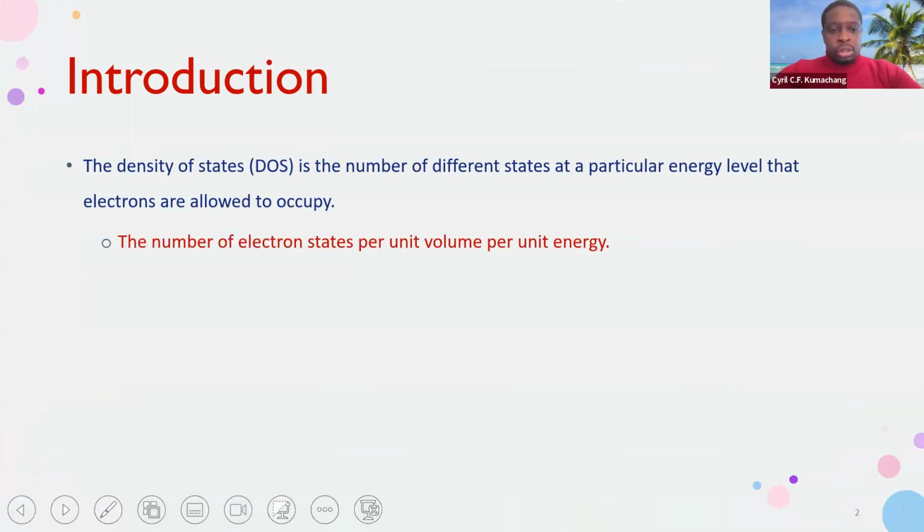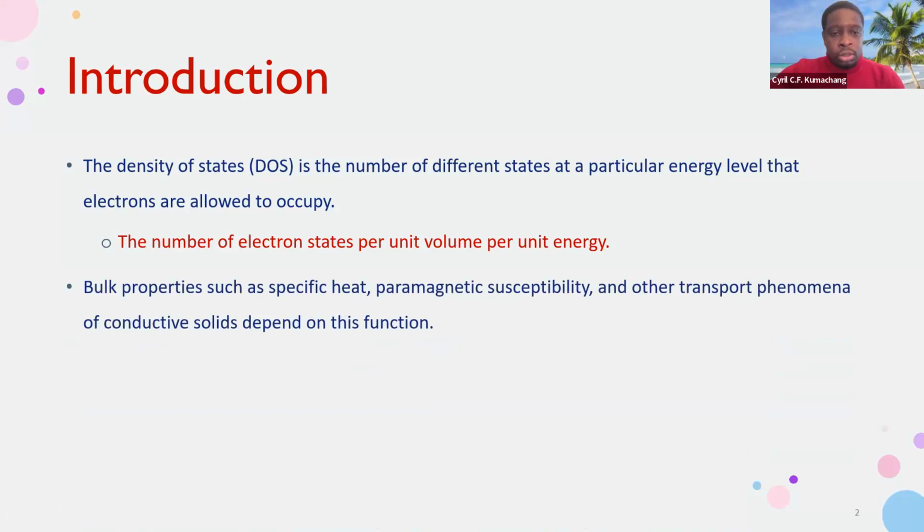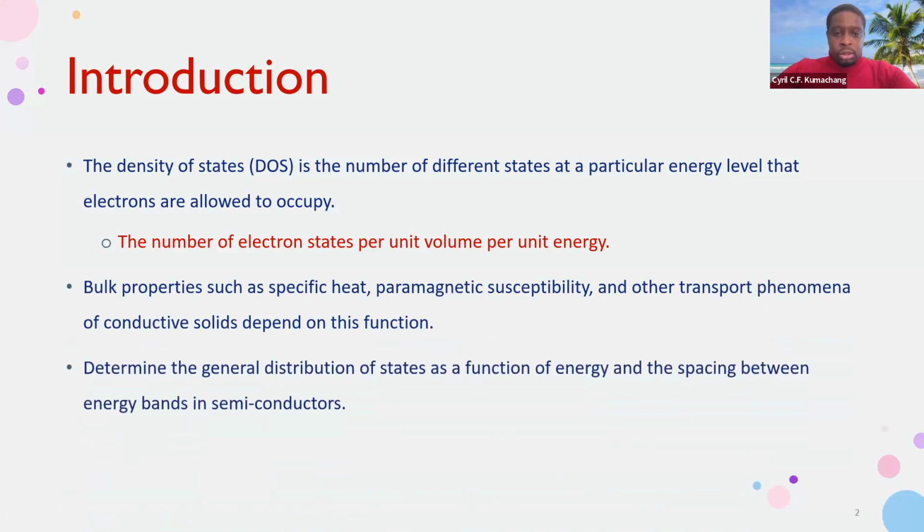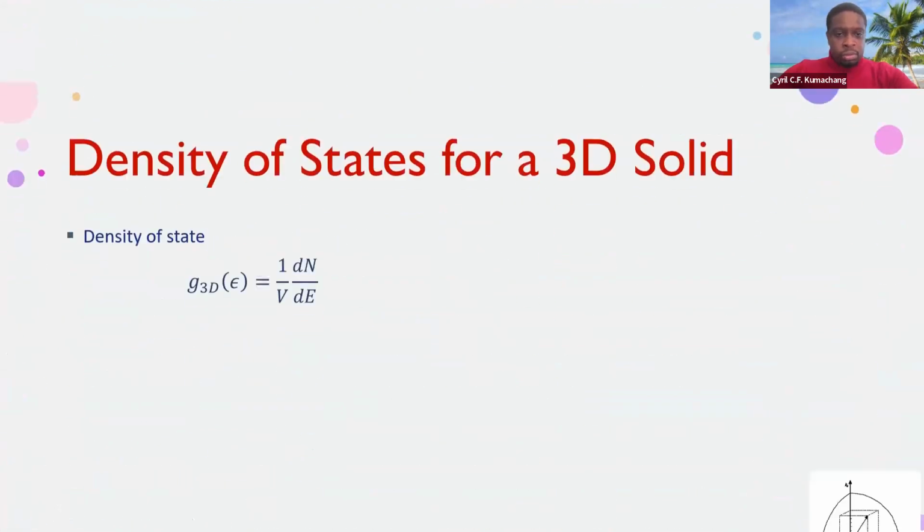Most often, it is also referred to as the number of states per unit volume per unit energy. Bulk properties such as the specific heat, paramagnetic susceptibility, and other transport phenomena of conductive solids depend on it. We also use the density of state to determine the general distribution of states as a function of energy, as well as the spacing between energy bands, especially in semiconducting materials.